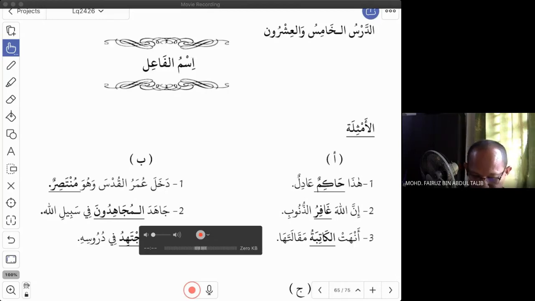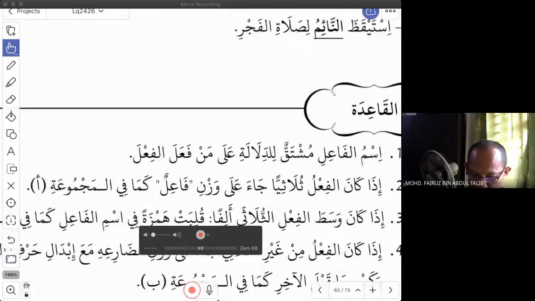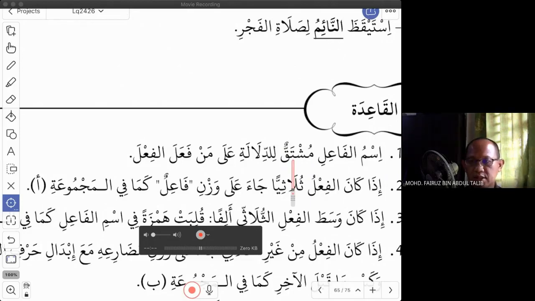So if we look at the meaning of this ismul fa'il, go to the qa'idah. Al-qa'idah taqul ismul fa'il mushtaqun. So ismul fa'il is a mushtaq. Mushtaq is a derived word. In Arabic there are many derived words. Most of the time, derived words are derived from a fi'il. So you will have a fi'il, and later on you derive other words from that fi'il. This is what we call mushtaq. So ismul fa'il is one of these mushtaqat, and there are many other mushtaqat.